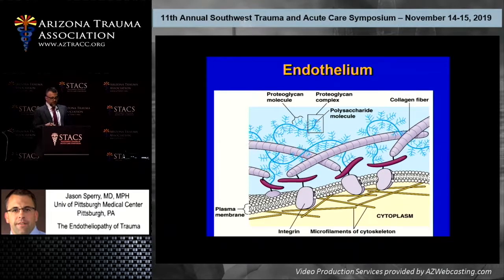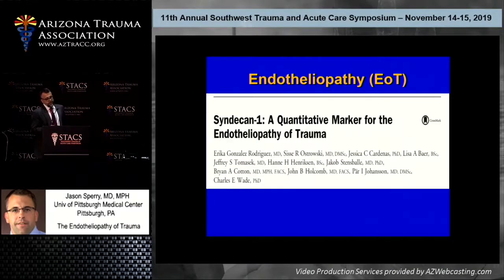So the endothelium, this is a little schema of it, and there are some proteins that are protecting it, and they have these proteoglycan molecules that help protect the endothelium, and they're markers of endothelial cell health. And so when these polysaccharide molecules, proteoglycan complexes, are there, this is a marker of a healthy endothelium. But in the endotheliopathy of trauma, one of those glycocalyx constituents on the endothelium is called syndecan-1. And it's been shown that syndecan-1 is a quantitative marker for the endotheliopathy of trauma.